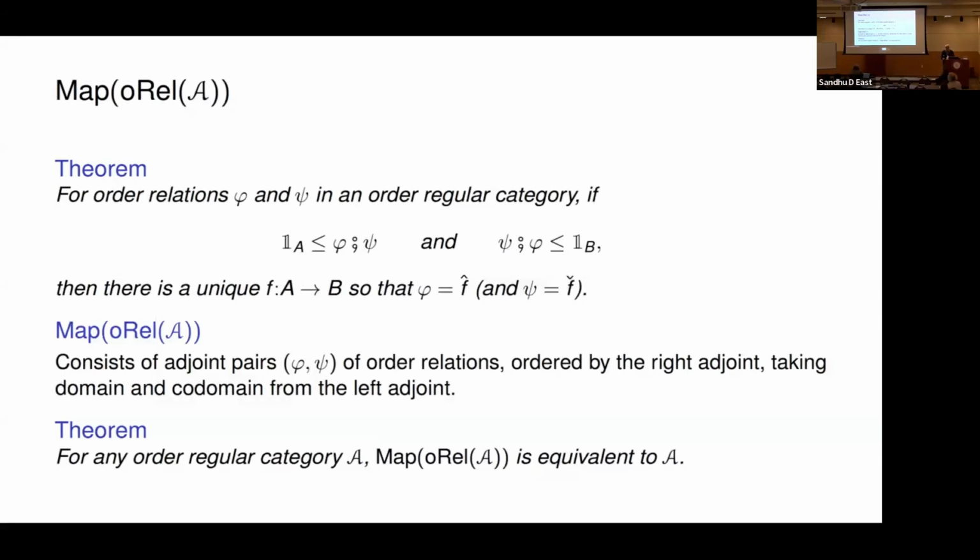And now it turns out that if I take an order regular category A, I compute its category of order relations, then I compute its category of maps, meaning adjoint pairs of relations, then I get something that's identical to the original. That's the main theorem here. So for any order regular category going this way, take its category of relations, take that thing's category of maps, I get back what I want. Right, so that's half of the classical theorem.